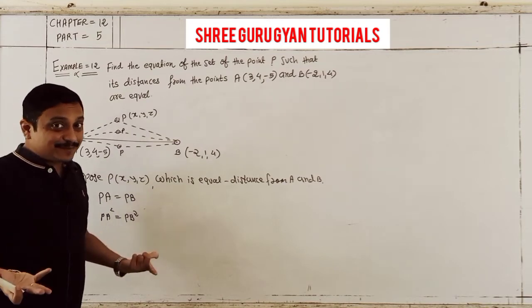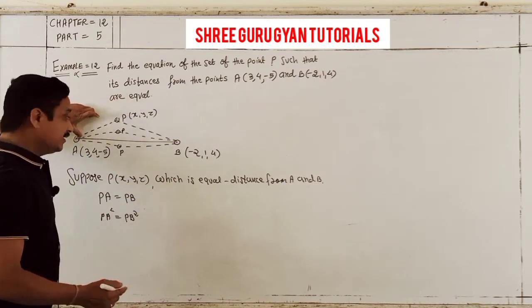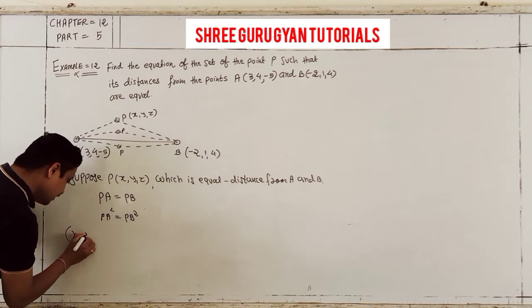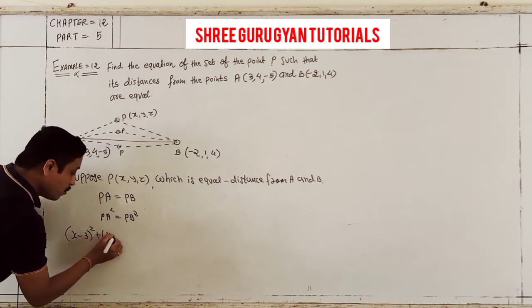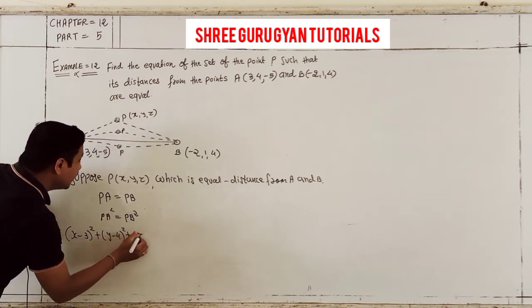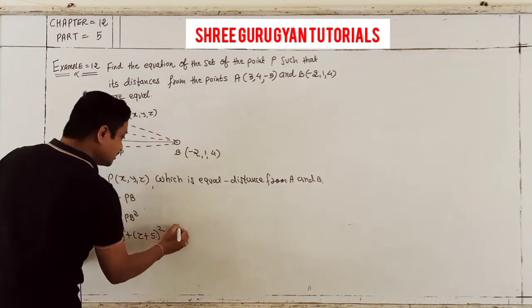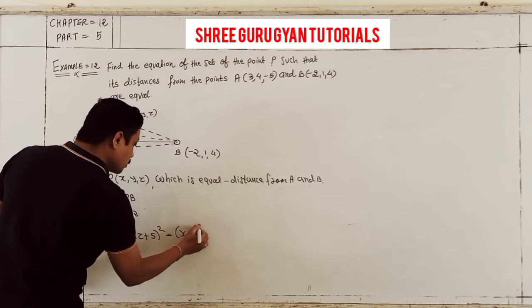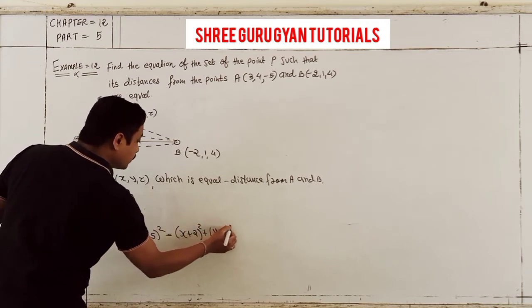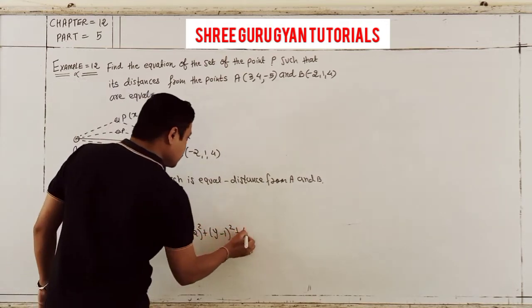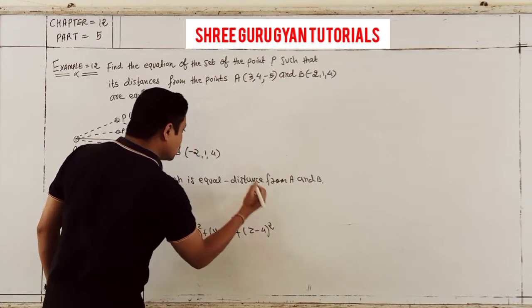Now apply the distance formula. So this P, that A. Apply the distance rule: x minus 3, y minus 4 and z plus 5. Similarly this side students, x plus 2, y minus 1 and z minus 4.